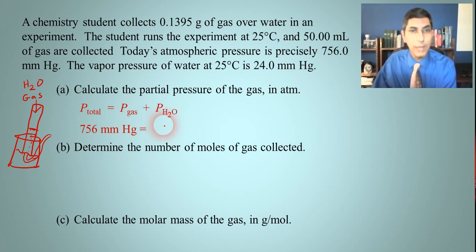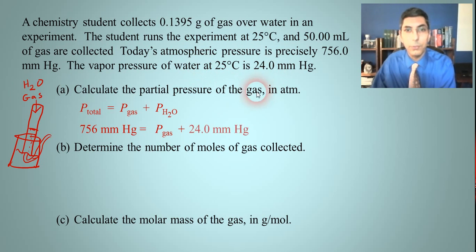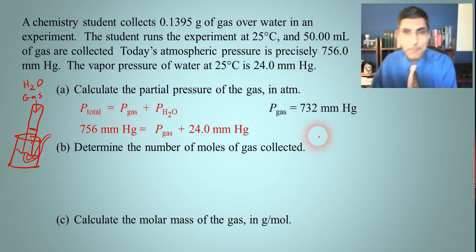The partial pressure of the gas is what we're solving for. That's what the question asks us to solve for. And the partial pressure of the water vapor is the vapor pressure of water, which is 24 millimeters of mercury. So when you subtract, we find that the partial pressure of the gas is 732 millimeters of mercury. And that's the answer, right? Well, almost. We have to convert it to atmospheres. We've got to do that little conversion.